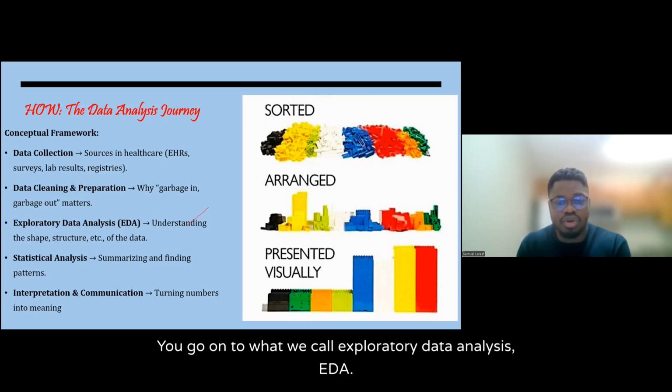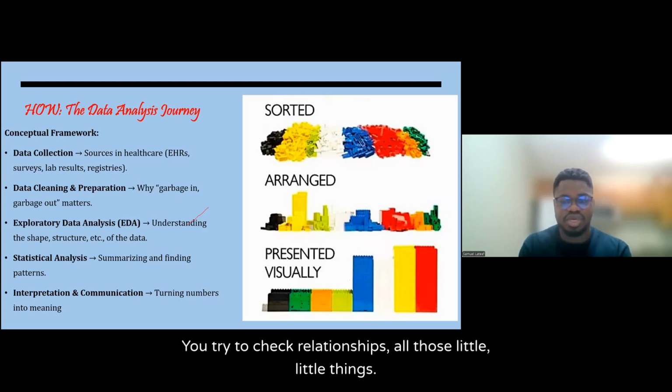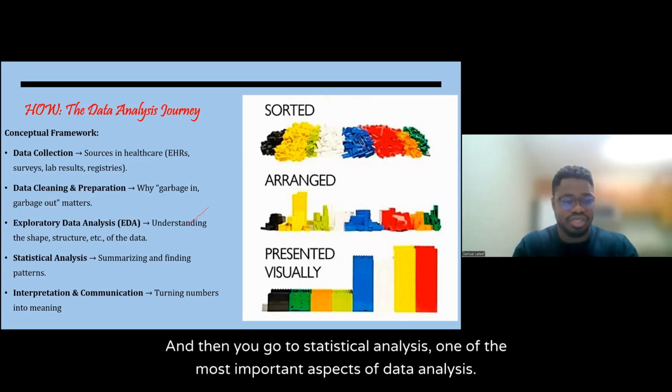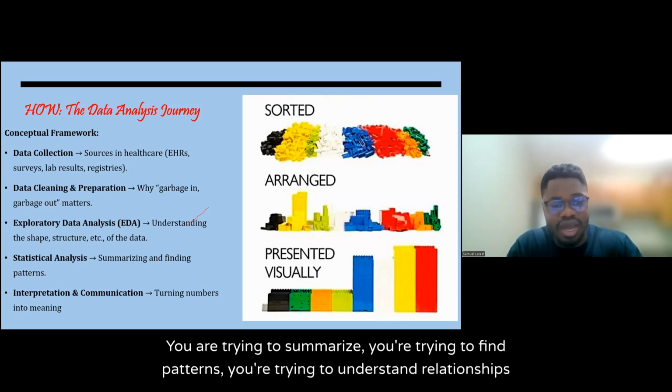If all of that is done, then you're ready to analyze. You go on to what we call exploratory data analysis, EDA. Here you seek to understand the shape and structure of the data. You try to check relationships, all those little things. You try to see it. And then you go on to statistical analysis. One of the most important aspects of data analysis is statistical analysis. You're trying to summarize, find patterns, and understand relationships that exist.